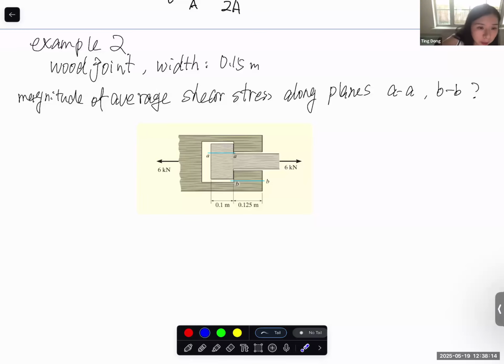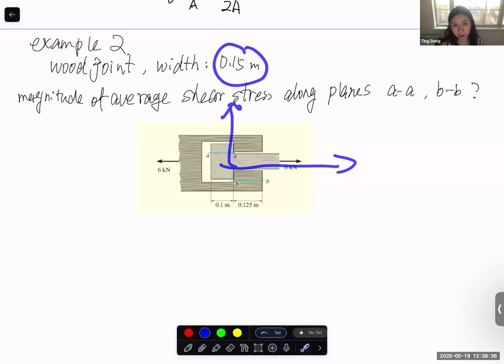So we have a wood joint, and this is the wood joint, and the thickness, the width, 1.15. So that's basically in the plane direction. So let's say if this is X, this is Y, the 1.15 is the Z direction. Determine the magnitude of the average shear stress along the planes AA and BB.